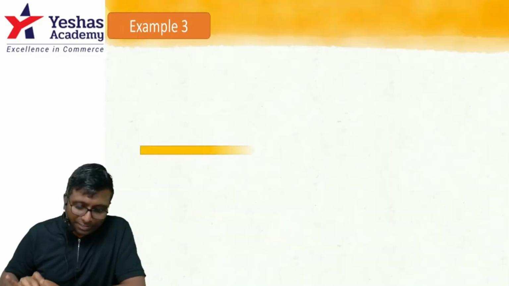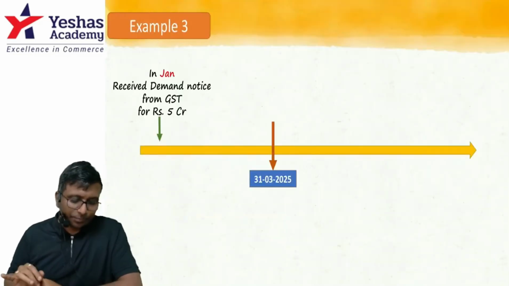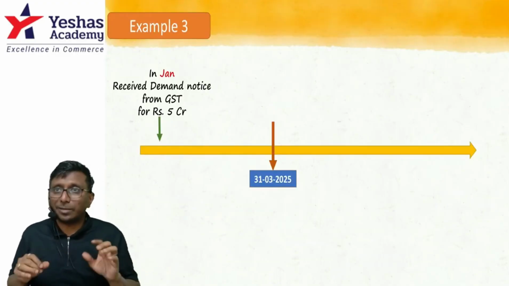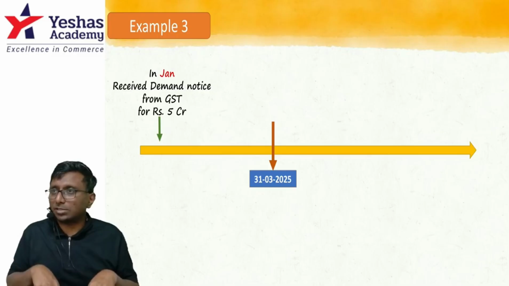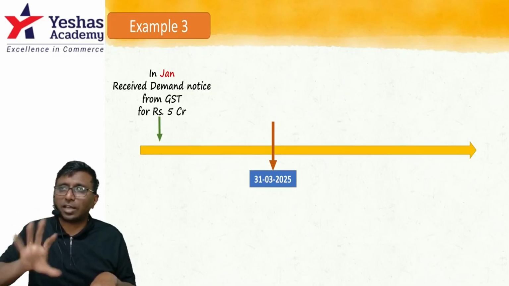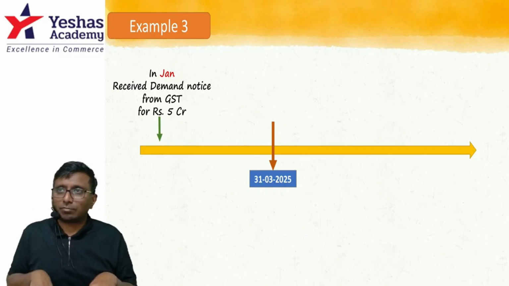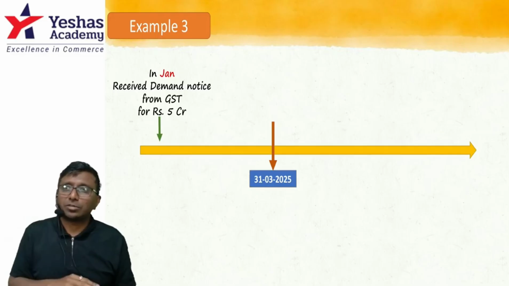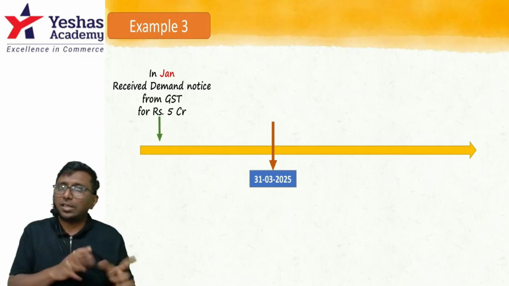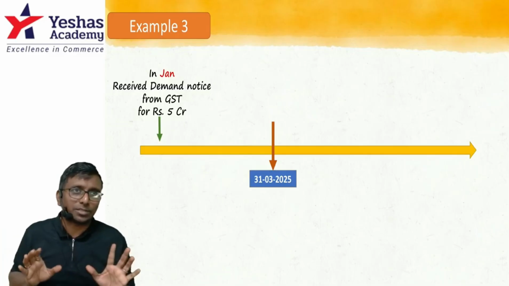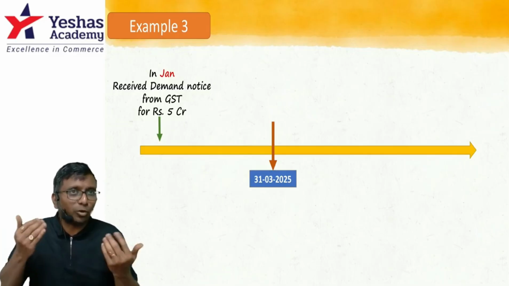Fine. Now another example. In January, we received a demand notice. Demand notice is not a show cause notice. Show cause means: show me the cause, why I cannot tax you. If you show the cause correctly, they will not tax you. If you don't, they will send another notice called a demand notice. Now the demand notice has come.